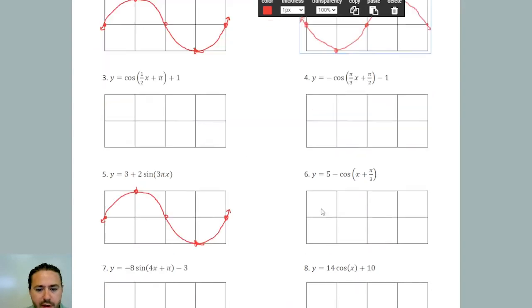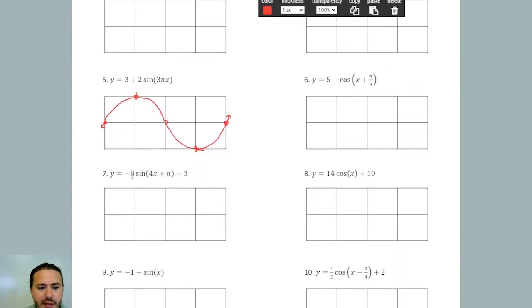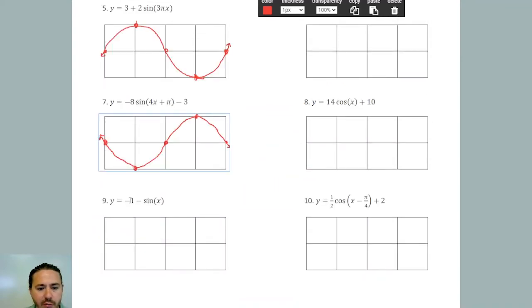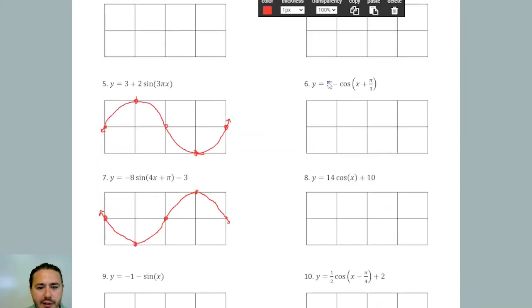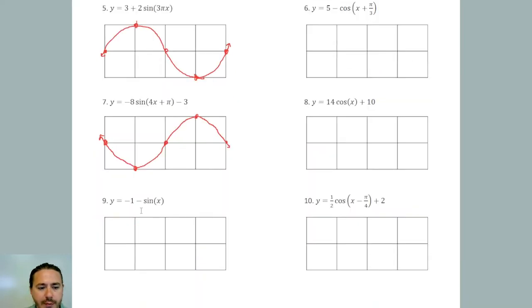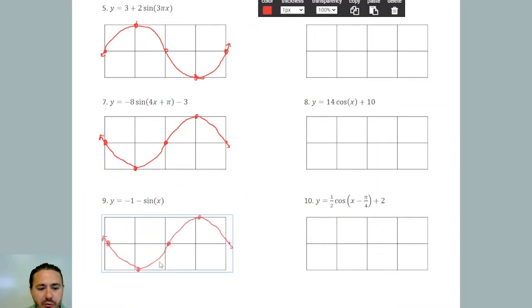So cosine, negative cosine, negative cosine. Here's a negative sine, negative 8 sine, so I can use it there. Positive cosine, here's another negative sine. Now, you've seen a couple of these where the constant is out front. It might be worth rewriting those so that we don't get confused on what those parameters actually are.